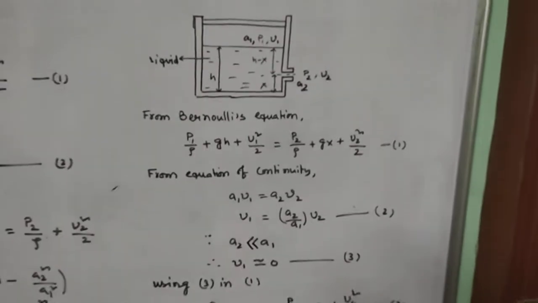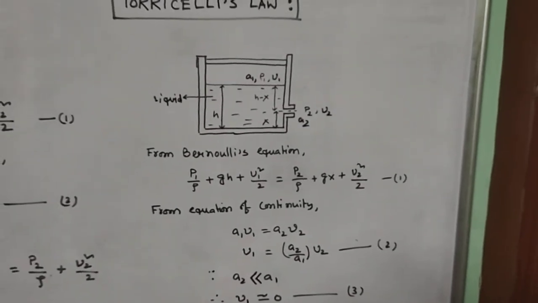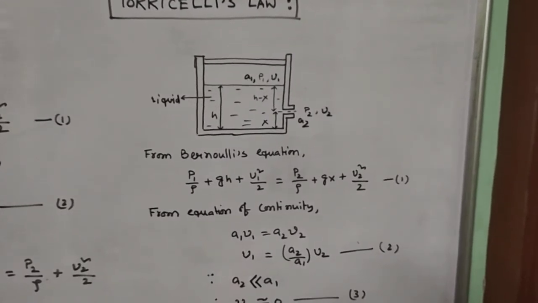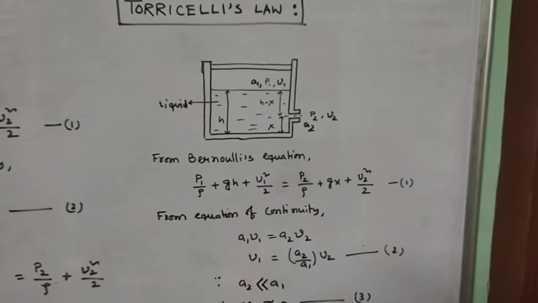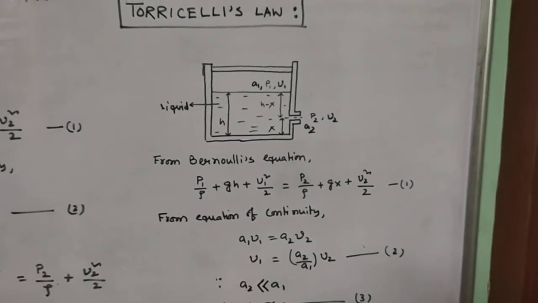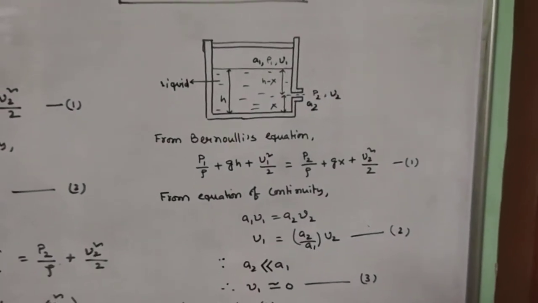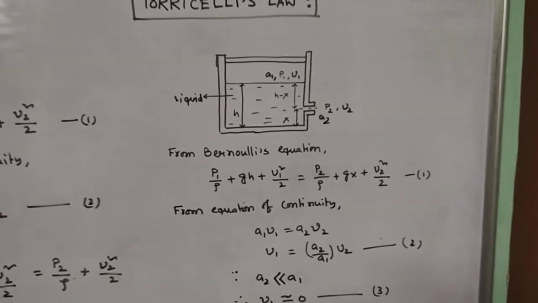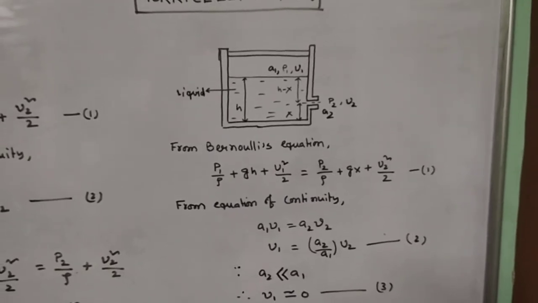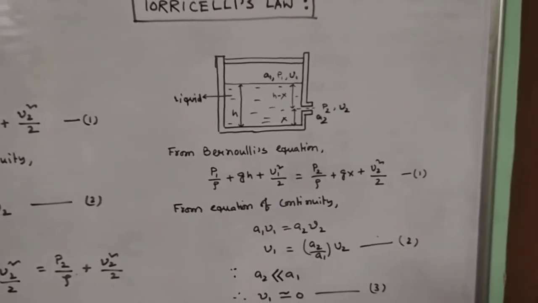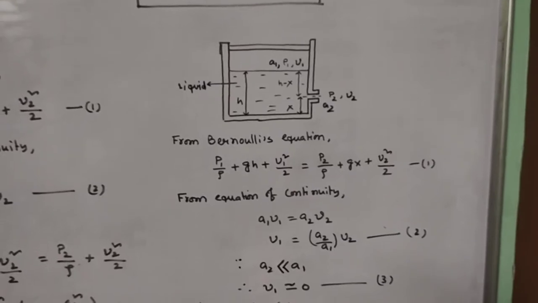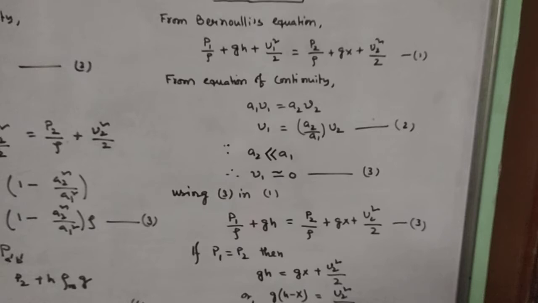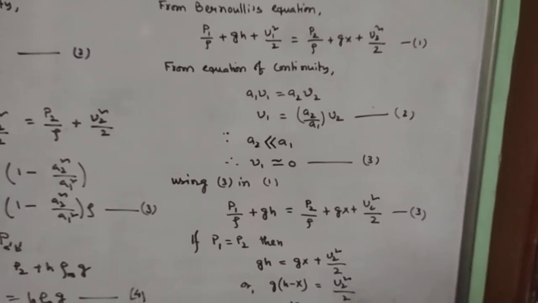Now if we consider both the narrow opening and the free surface of the liquid, if you open the top of the container, the narrow hole is at atmospheric pressure. So if we keep the free surface at atmospheric pressure, then P1 equals P2. Under this condition, you will see that P1 by rho and P2 by rho go off.